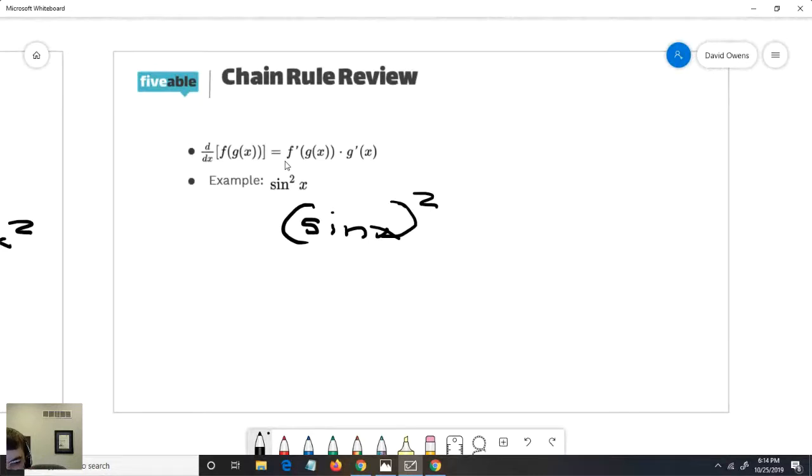So how this might look is you'll derive the outside as normal, and you'll see it'll be 2 sine x, and you're like, well, why don't we derive sine x? That's because, as I mentioned earlier, your g of x function is sine x, and your f of x function is x squared. So just let the sine x sit there while you derive the outside.